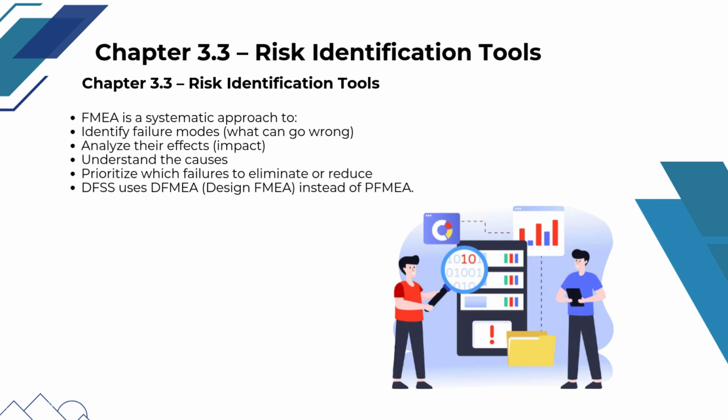FMEA is a structured and systematic approach used to identify potential failure modes in a product or process, understand what can go wrong, analyze the impact of those failures on the customer, and determine their root causes. By evaluating risk and prioritizing the most critical failures, teams can decide which issues must be eliminated or reduced early. In DFSS and DMADV, the focus is on design FMEA, DFMEA, rather than process FMEA, because the objective is to prevent failures during the design stage itself, ensuring the final design is robust, reliable, and capable of meeting customer requirements.